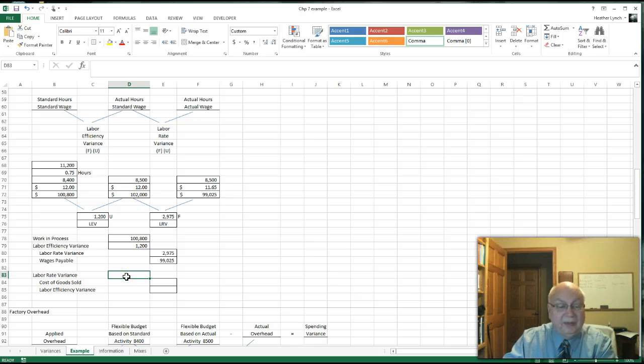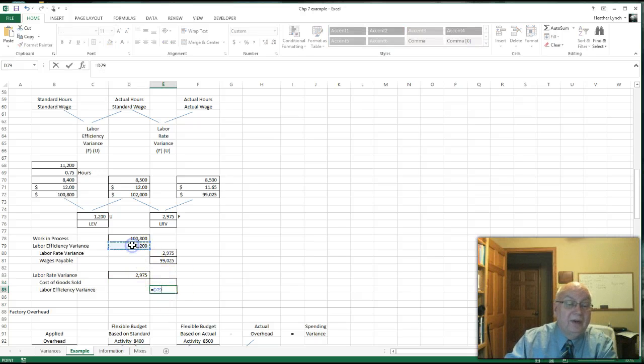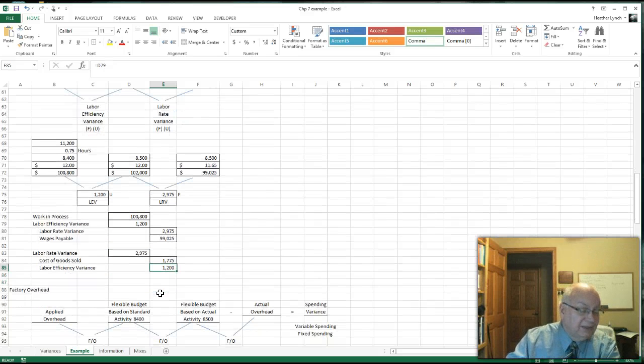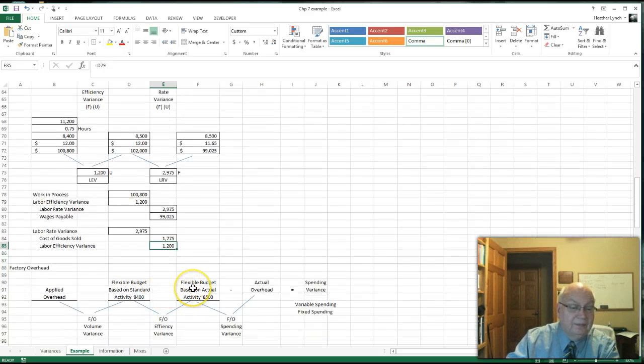Okay, and we'll do it the same way. Since labor rate variance was a credit, we'll debit the account here. Labor efficiency variance was a debit earlier, so that will be a credit here. And then the cost of goods sold is simply the difference between the two. And that can be either a debit or a credit. In this case, it's 1,775.